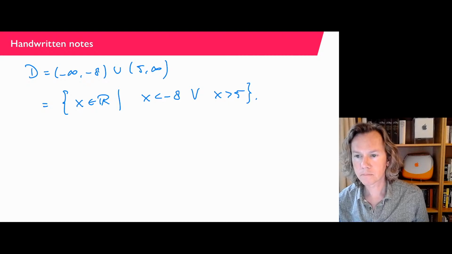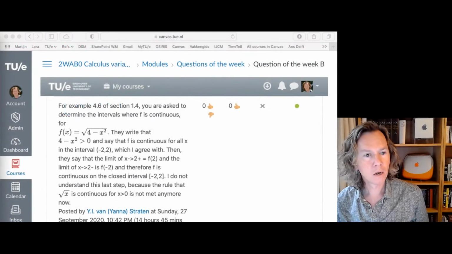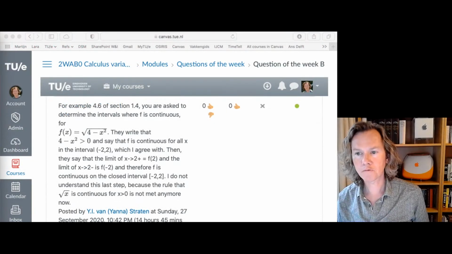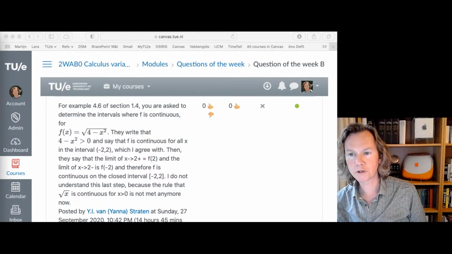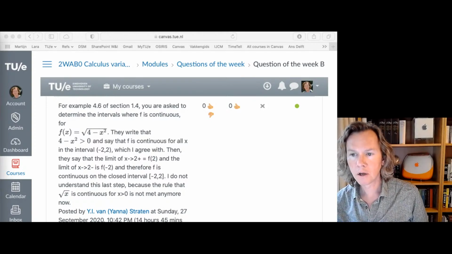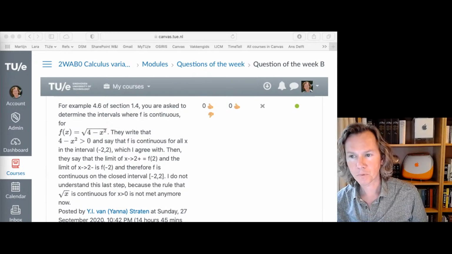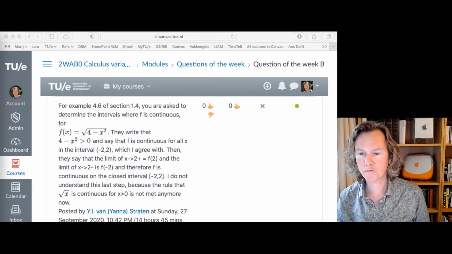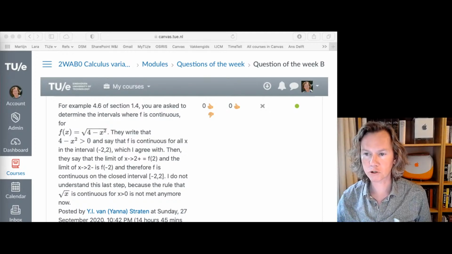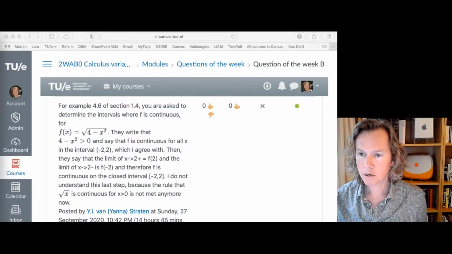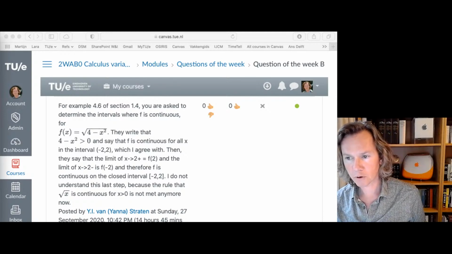I'm switching back to the questions. Yep. So here is, for example, 4.8, you're asked to determine the intervals where f is continuous. The function is f(x) = square root of 4 minus x squared. If 4 minus x squared is bigger than 0, f is continuous. Yeah, that's true. So that's the interval from minus 2 to plus 2, which I agree with.